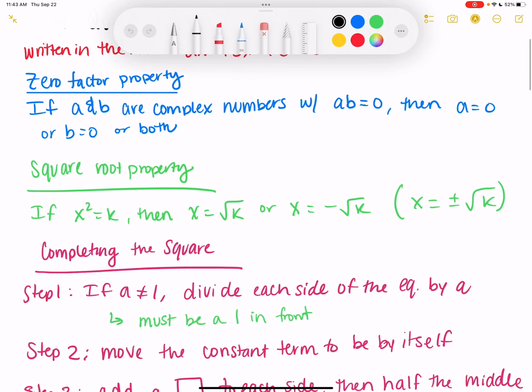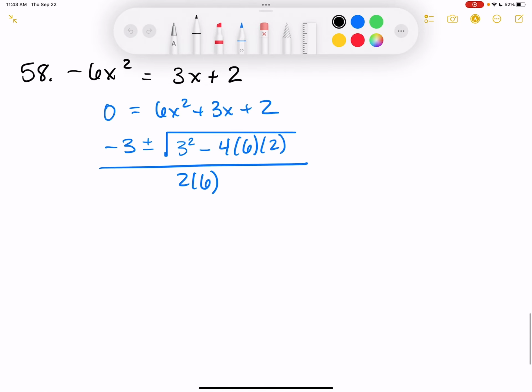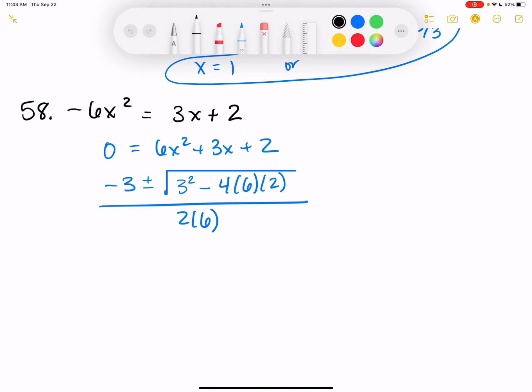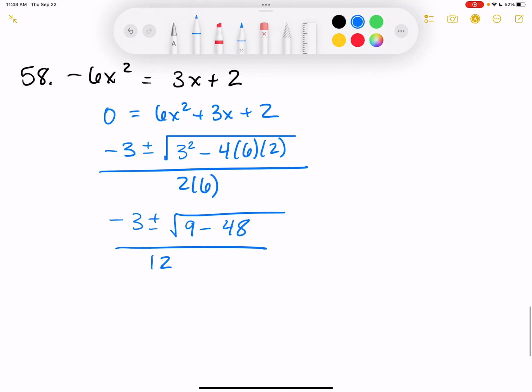Alright, so picking up where we left off before pictures yesterday. 58 was a quadratic formula problem, so we had plugged everything in and we just need to simplify it down. I thought that was the answer. So we got -3 plus or minus the square root of 9 minus 48 over 12. So -3 plus or minus the square root of -39 over 12.